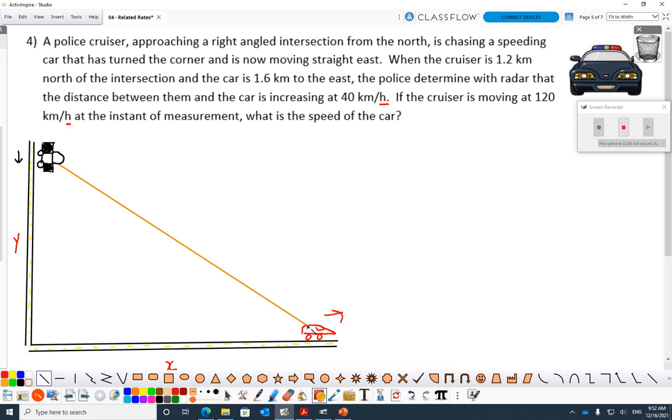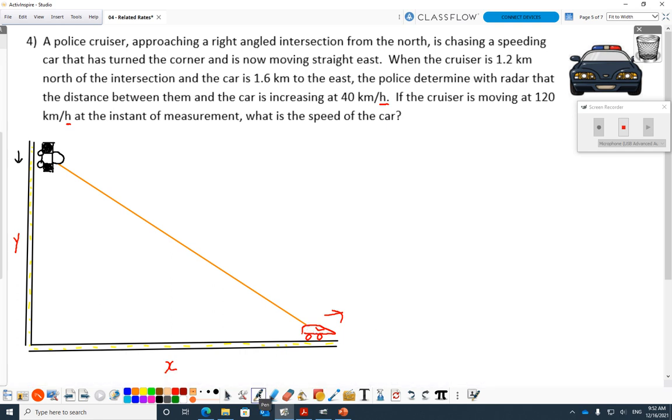Is this tan again? We know our opposite and our adjacent, but we don't have an angle. Here's the important line in the question. I'm going to reread it and focus on one line. Okay, so now I'm going to read it. After I get my diagram, now I'll read the question.